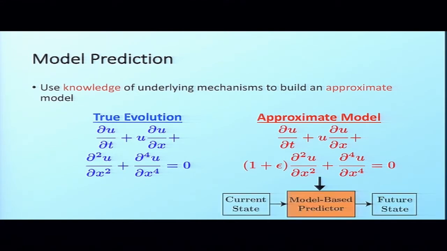Now, this sort of model-based prediction can really work. The issue is because of this error and with the butterfly effect, your model-based prediction may diverge before you even really get an acceptable prediction.